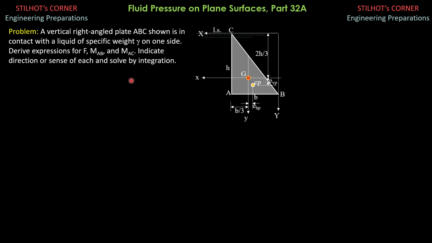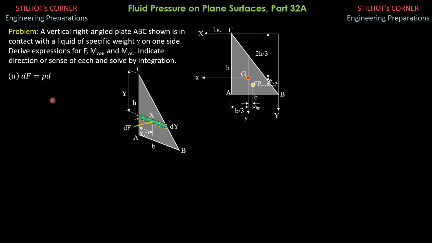Since this is by integration, let's have the 3D view so that you can analyze. The pressure on this strip would be uniform, the same, because the vertical distance from the liquid surface, which is here, is the same, denoted by capital Y. So F is the integral of differential force, dF, which is pressure at this level times differential area, which is capital X dy.